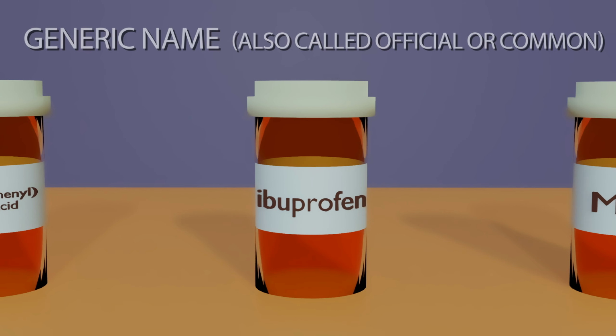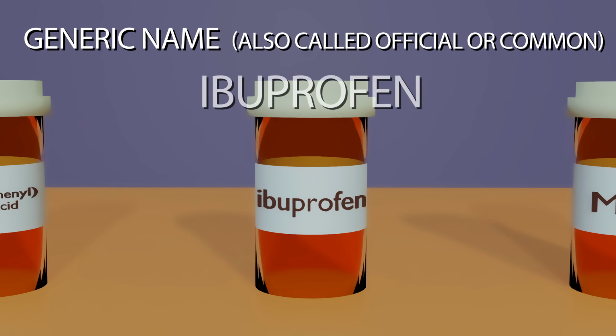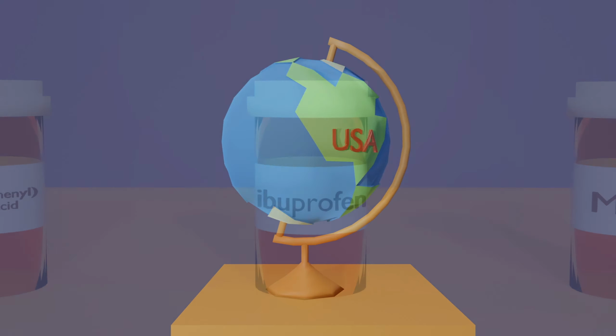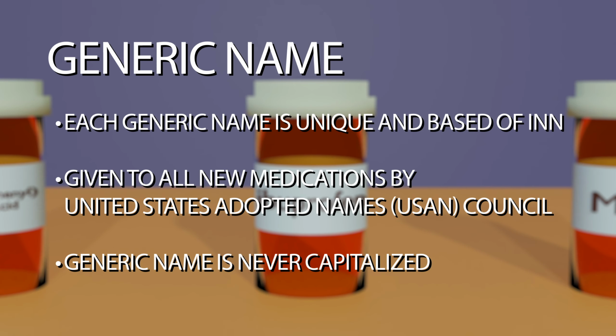During the review process, a newly developed pharmaceutical substance is given an international non-proprietary name, or INN, by the World Health Organization. It is a unique, globally recognized name. Drugs in the United States are given a generic name, also called the official or common name. They are assigned to all new medications by the United States Adopted Names Council, or USAN. Regardless of where the drug was made, prior to marketing or sales in the United States, it will also require approval of the Food and Drug Administration.